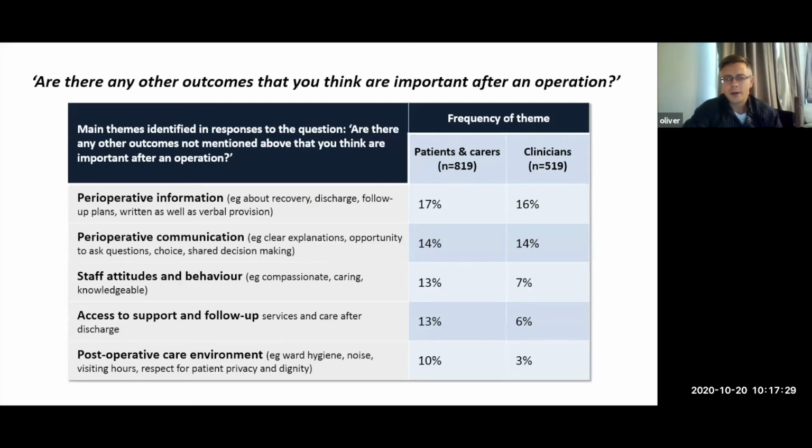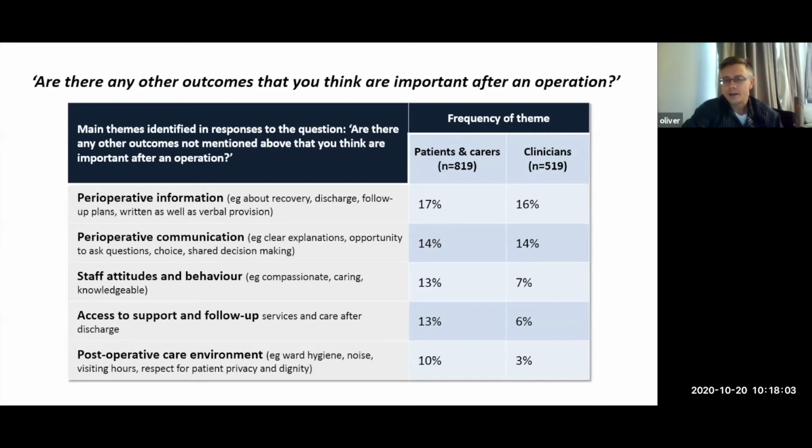And although the main themes to emerge from this weren't really what you might think of as outcome measures per se, what they did reflect was lots of aspects of patient experience. So the 5 things that really came out of these free text responses were the importance of perioperative information, good communication, staff attitudes and behaviour, access to support and follow up after discharge, and the post-operative care environment.